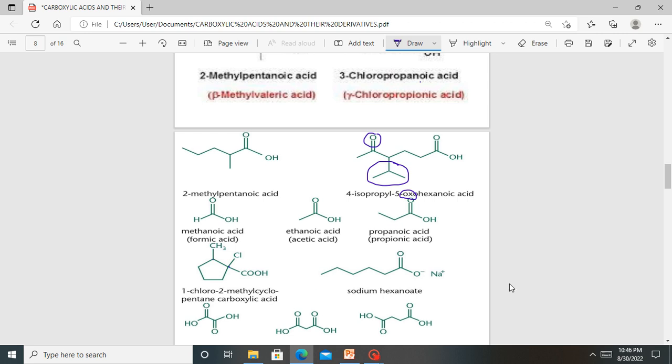Let's look at some other forms of carboxylic acid. When carboxylic acid loses one hydrogen, it becomes what we call a carboxylate ion, mostly in an alkaline solution. So here it becomes sodium hexanoate. So here this group is called a hexanoate. If it was to be acid, it becomes hexanoic acid. If it loses one hydrogen, it becomes hexanoate. So sodium hexanoate is the name of this compound.